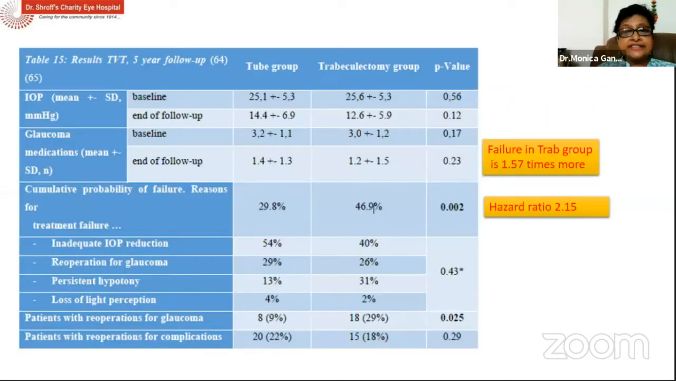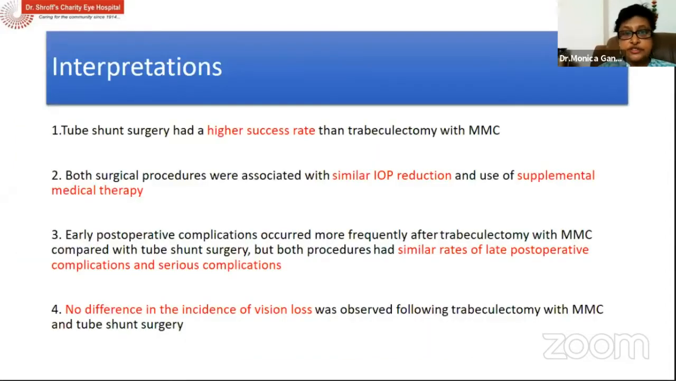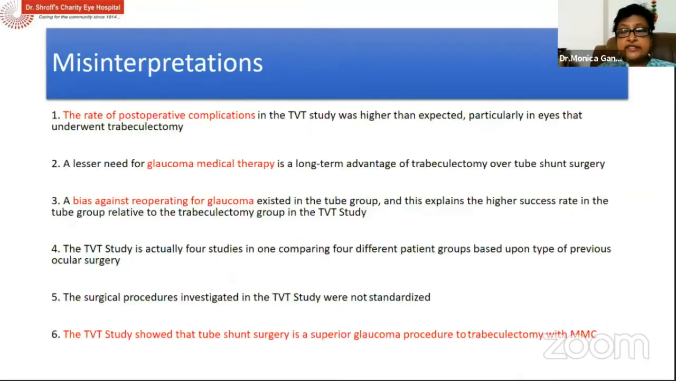Much of our wisdom is drawn from the TVT study, and I'm sure my opponent is going to say that the failure in the trab group is much more than the tube group. But that comes with the understanding and the interpretation of the study. The interpretation which was given does say that there is a higher success rate, but it also says that there is a similar IOP reduction and similar AGM use. It does talk about the complications in both the groups, and there is no difference in the incidence of vision loss.